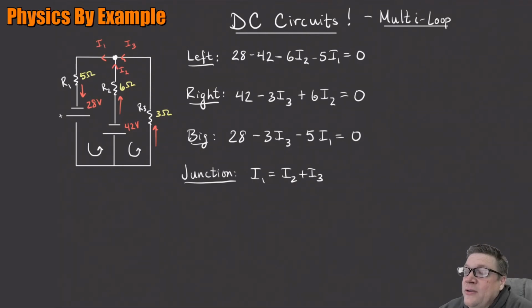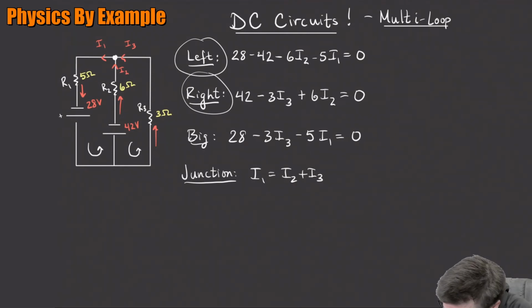So all I have to do is pick out any 3 of these. Probably I'm going to include the junction because it's easy. So I'll choose the junction plus, let's do this one and that one. And then we'll figure out what these currents are. Now it's just a matter of, you know, 10th grade math or whatever, trying to figure out 3 equations and 3 unknowns.